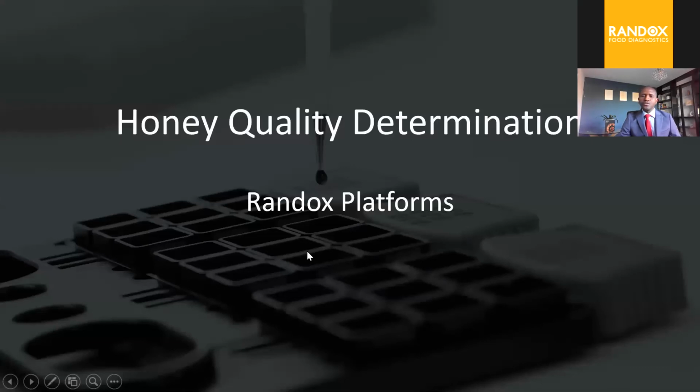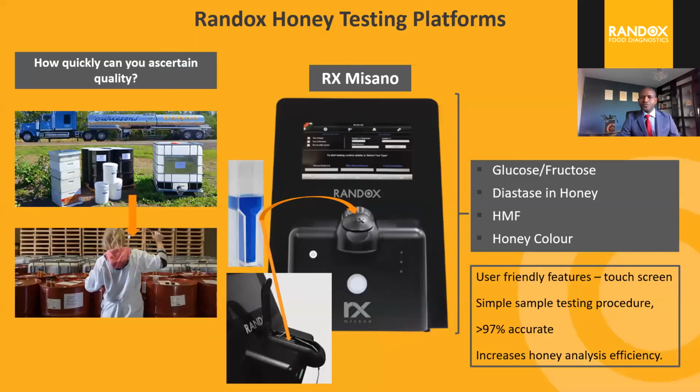So, how does Randox come into all this? We have platforms that help in honey quality testing. Most honey producers collect their honey and bring it into tanks. You can see that this lady here is doing sampling. If she sends this to the lab, it will take at least 2 weeks, 10 working days, to get your results back. And it will cost per sample, per analysis, close to £100.